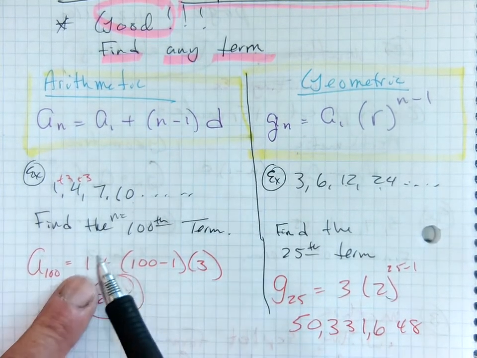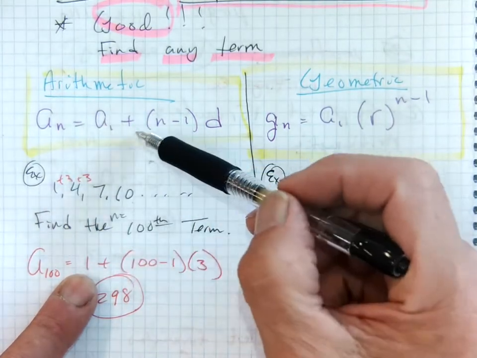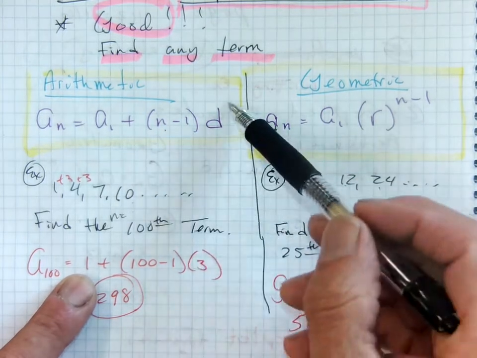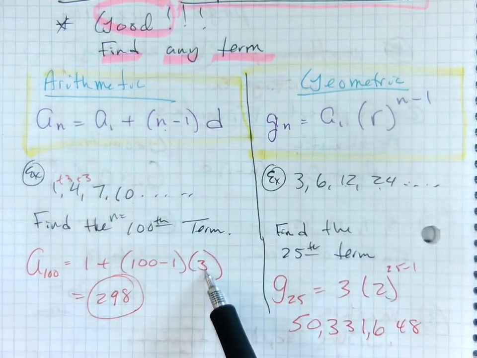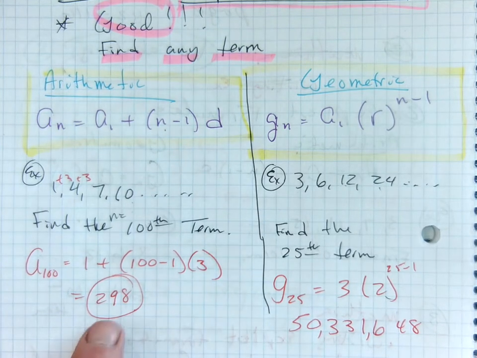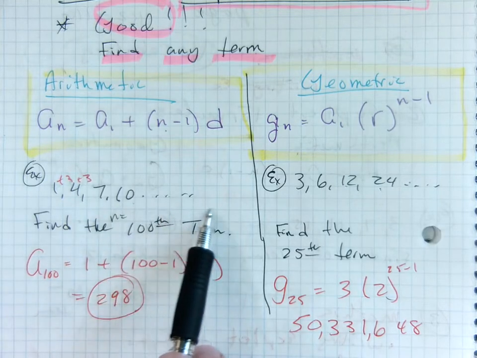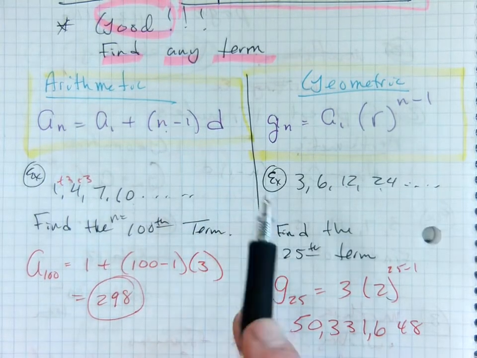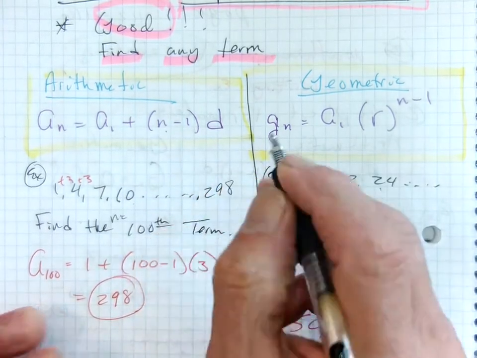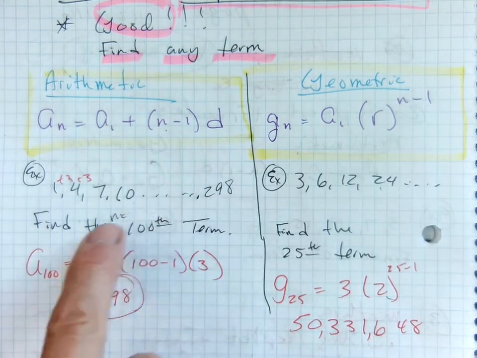Well, my formula says take a1, which is my first term. a1 is 1, plus n minus 1. Well, n is 100, so 100 minus 1, and then the difference here is 3. I use my calculator, push the buttons, and I get 298. That would be the 100th term, which means we just jump straight to the 100th term. So it's dot, dot, dot, and then 298. Wow, much easier than having to make everything in between.